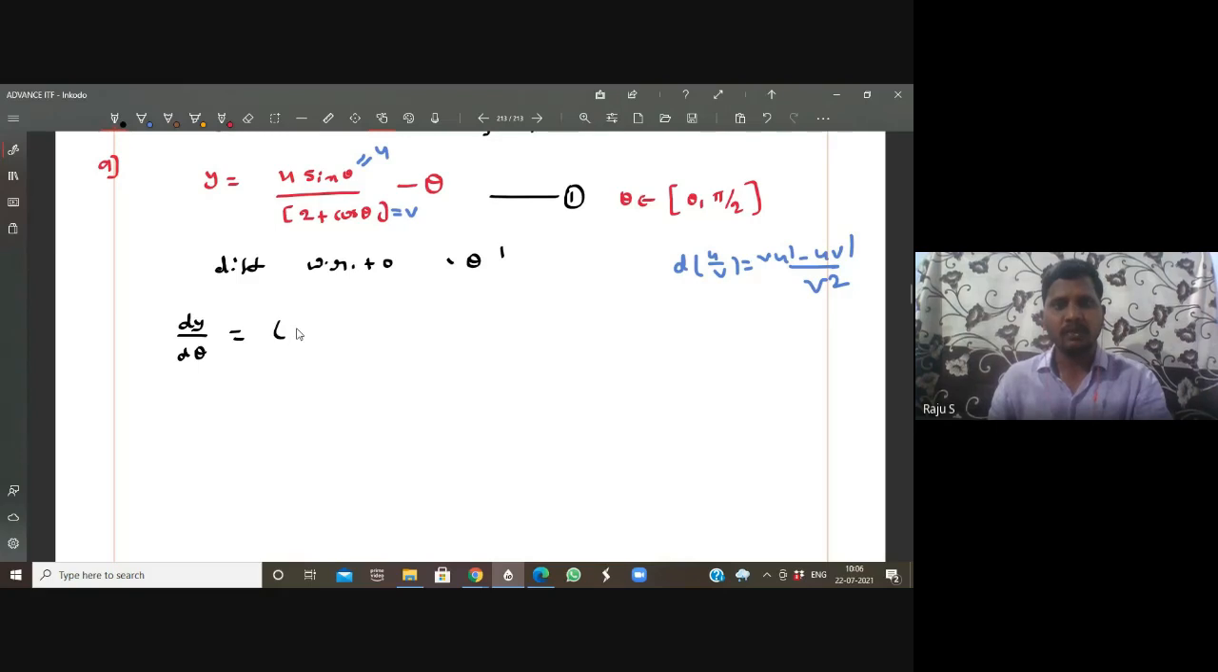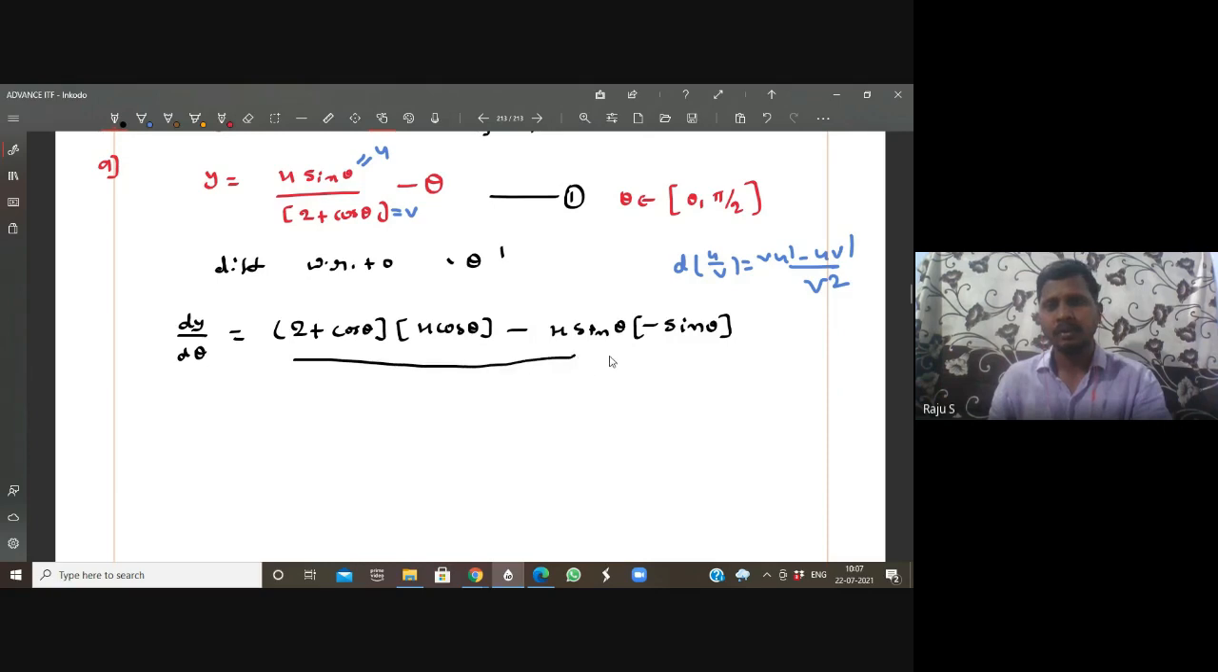So vu dash: 2 plus cos theta into the derivative of 4 sin theta, which is 4 cos theta, minus 4 sin theta into v dash. V dash means the derivative of 2 plus cos theta, which is minus sin theta. All divided by 2 plus cos theta the whole square. So minus theta is there. The derivative of minus theta is minus 1.